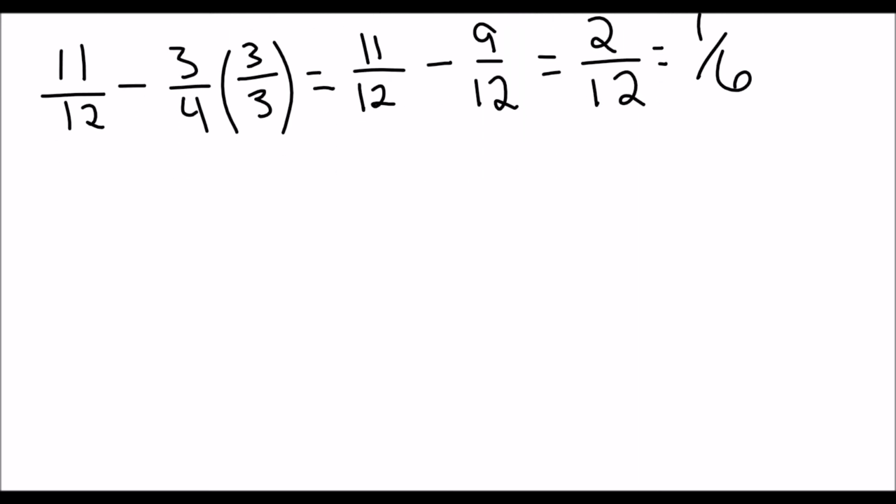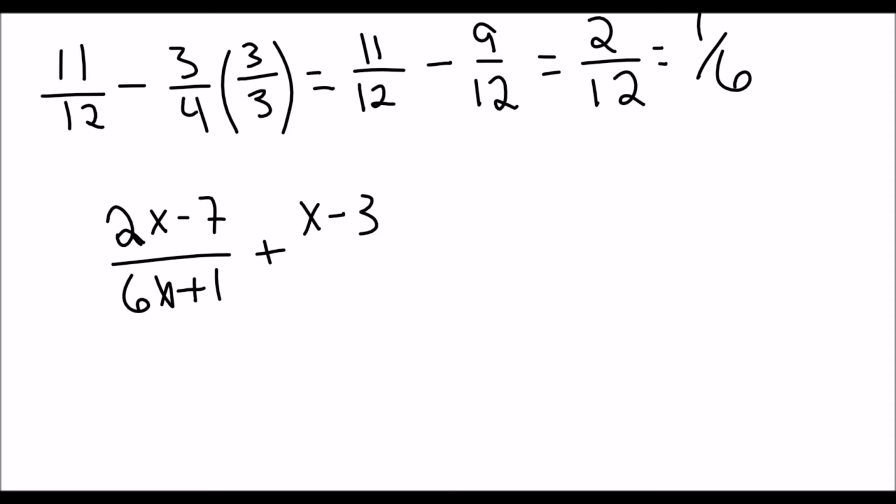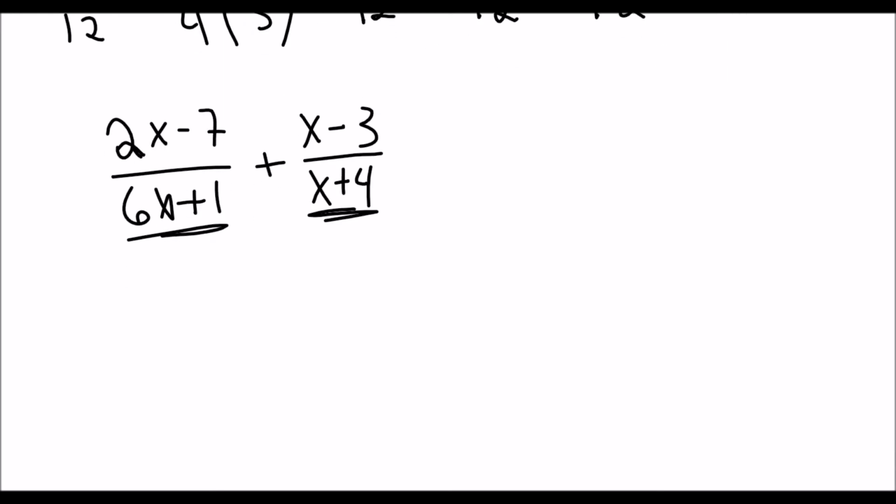Okay, so we can apply the exact same thing to our Algebra 1. So maybe we're given the problem 2x minus 7 over 6x plus 1, and we're going to add to it x minus 3 all over x plus 4. So we can't just add like we did earlier because, see, these bottom denominators are different, and so we wouldn't be combining the same things.